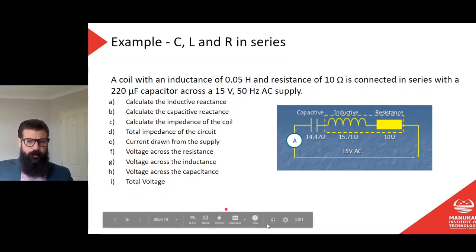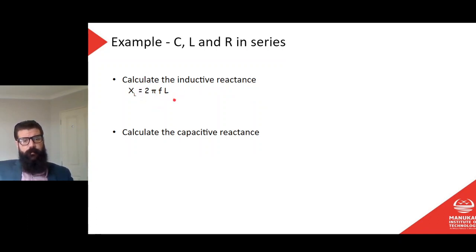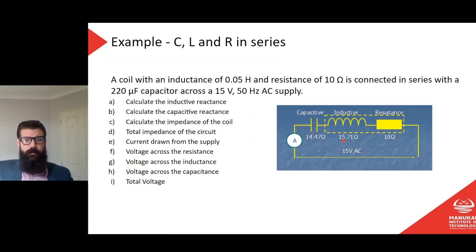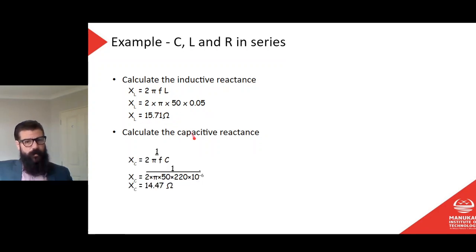All right, let's continue. Okay, first thing, calculate the inductive reactance. This is really easy. 2 pi FL. We've been given our frequency. Here it is here. I lost my pointer. There it is, 50 hertz. So we have a 10 ohm resistor, 0.05 henries. Capacitor is 220 microfarads, 15 volt, 50 hertz supply. Okay. So inductive reactance, 2 pi FL. 2 times pi times 50, that's our frequency. L is our henry, 0.05. So we do that calculation, we get 15.71 ohms.